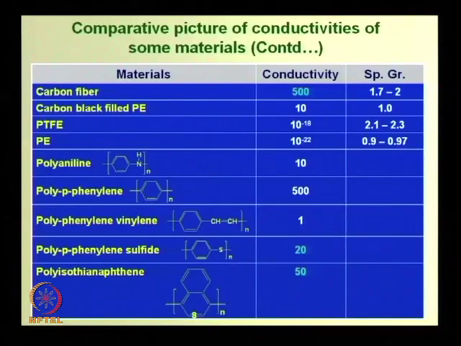Polyparaphenylene, some formulas are given over here, polyphenylene vinylene, polyparaphenylene sulphide, polyisothionaphthene or isothionaphthene. Actually, this double bond is not there, it is a mistake, only sulfur atom is there. Sulfur is linked to this carbon and this carbon, the double bond is not there. Okay. There is a mistake, polyisothionaphthene.